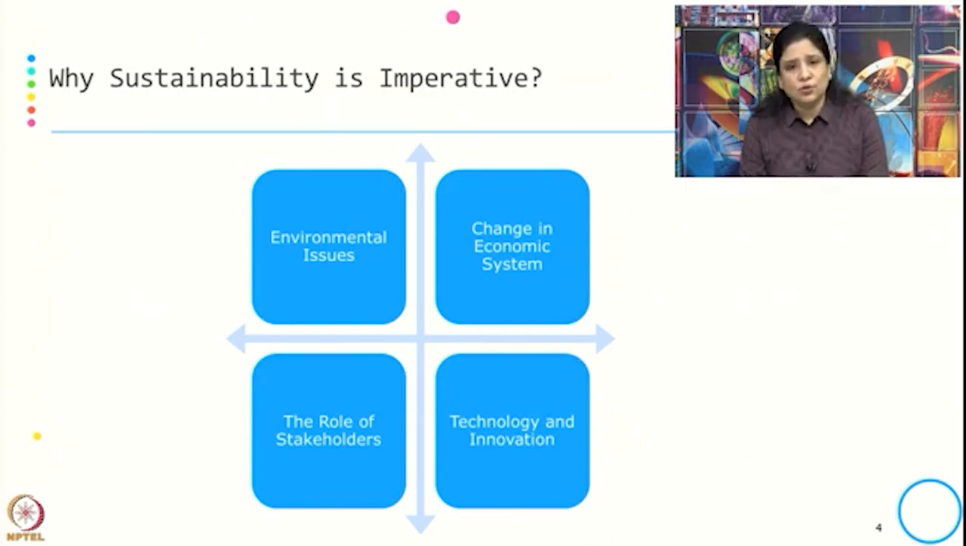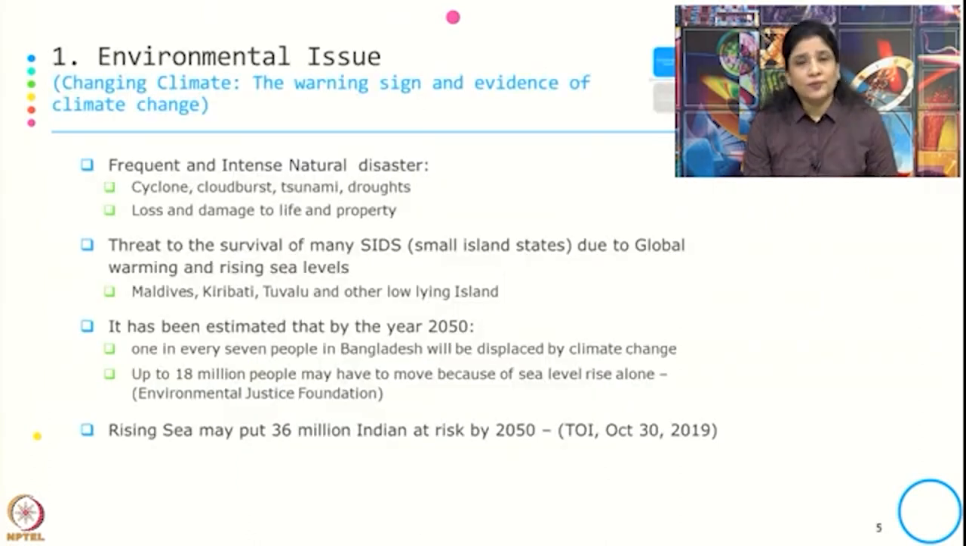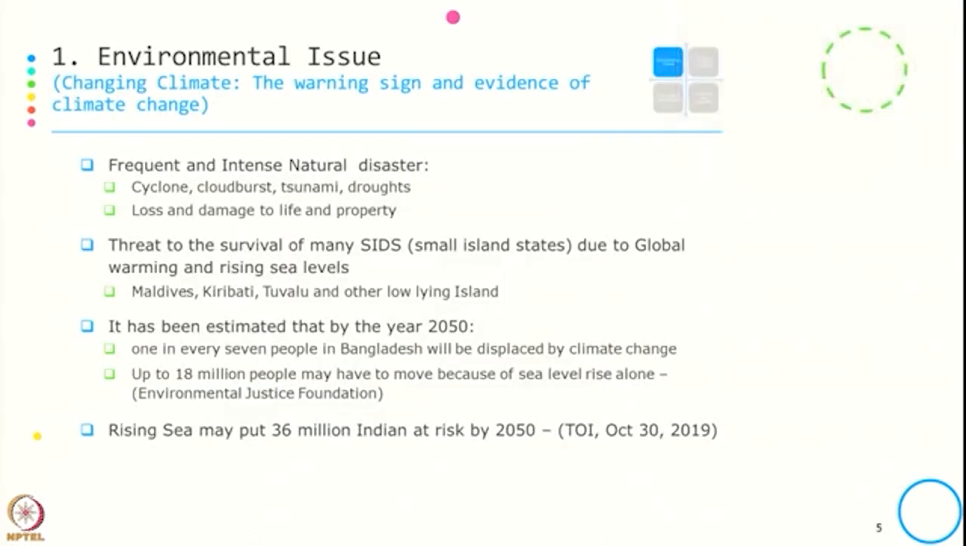So now we'll try to see how, broadly, environmental issues make sustainability imperative. The first thing that comes under environmental issues is changing climate. Although there was a debate at some point regarding the evidence of climate change, now it is pretty clear that there are warning signs and evidence of climate change.